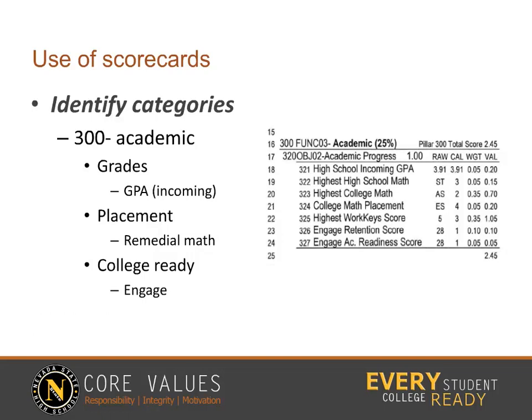The 300 pillar reflects your academics, specifically coming into the school. It shows your incoming GPA, the highest math you've completed so far in high school and in college. Your math placement is also reflected in this pillar, as well as your engaged survey results from the registration process. Your work key scores are also reflected here. Click to the next slide when you're ready to continue.